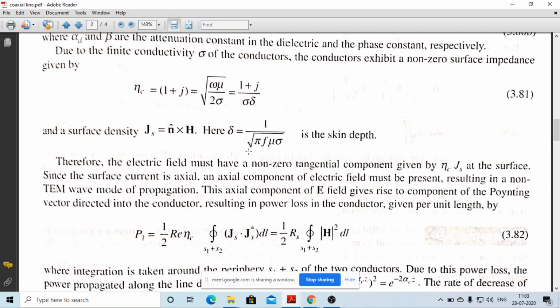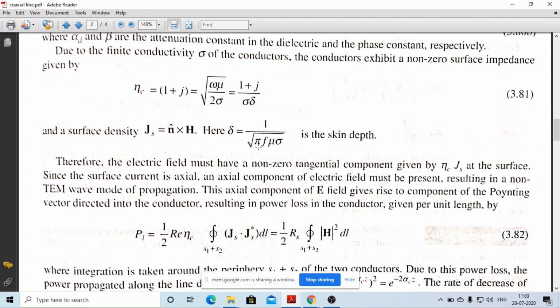this is also the formula for skin depth, but the skin depth formula is not specific to the coaxial cable. This delta is equal to 1 upon root pi f mu sigma, the common skin depth formula, and it is also a part of your EMW subject.